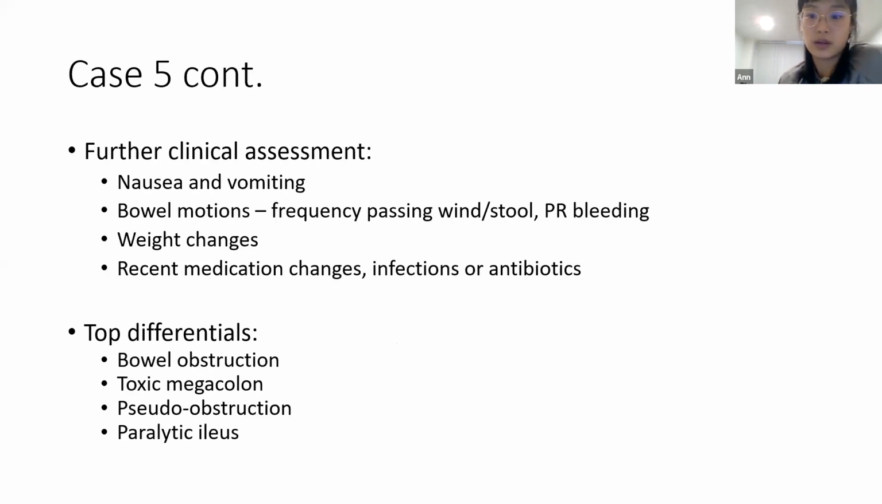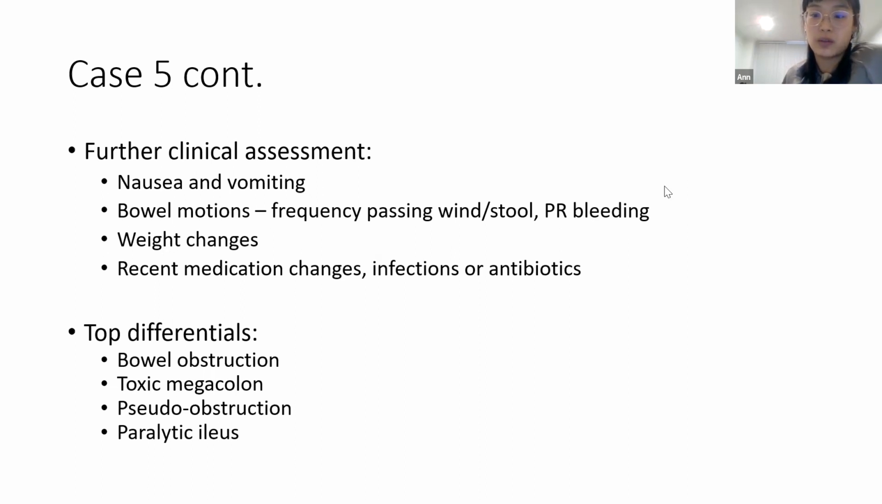So she tells you that she's had a lot of nausea and vomiting. In terms of her bowel motions, she's not passing much wind, and she last opened her bowels yesterday. She's had no PR bleeding. In terms of her weight, she's noticed a loss of maybe 15 kilos in the last 6 months, but she's not exactly sure because for some reason patients never know how much they weigh. She hasn't had any recent medication changes, infections, or antibiotics.